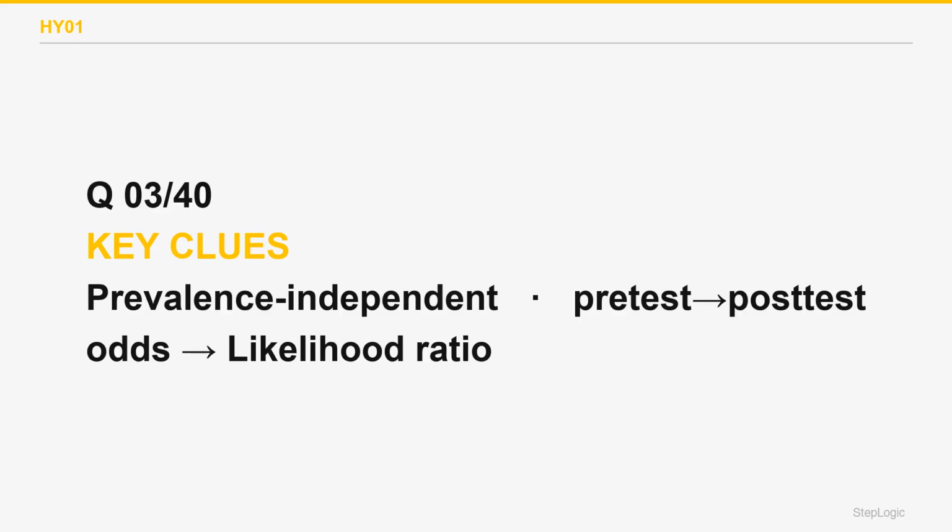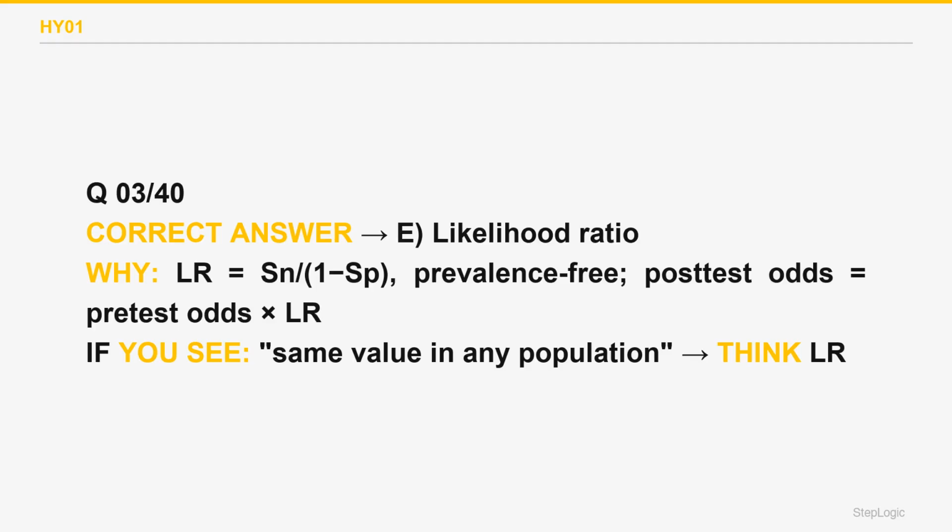The likelihood ratio is built only from sensitivity and specificity, LR positive equals sensitivity divided by 1 minus specificity, so it is independent of prevalence. It plugs straight into Bayes as post-test odds equals pre-test odds times the LR, letting the same number be applied in any population regardless of how common the disease is. The correct answer is E.